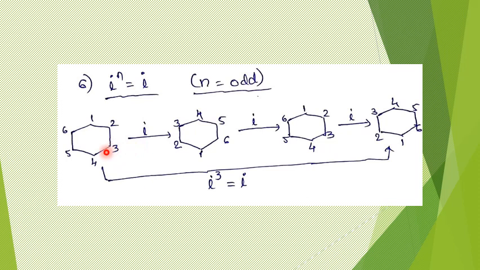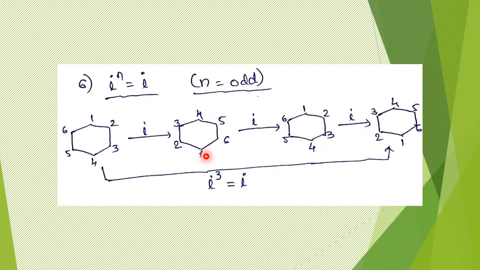Same thing, same molecule I have taken, but I have performed the I operation thrice. See this: first it changes the orientation, the second time I perform it, it gives me the original orientation back, and the third time I perform the operation, it results in this orientation 1 itself. If I call this orientation 1, this orientation 2, orientation 3, orientation 4, and I perform the I operation 3 times, odd times, it results in this orientation 2.